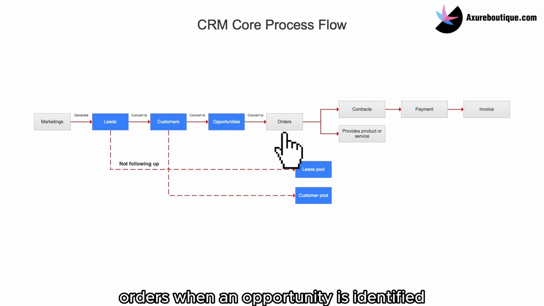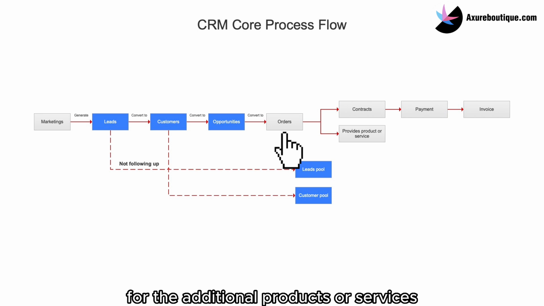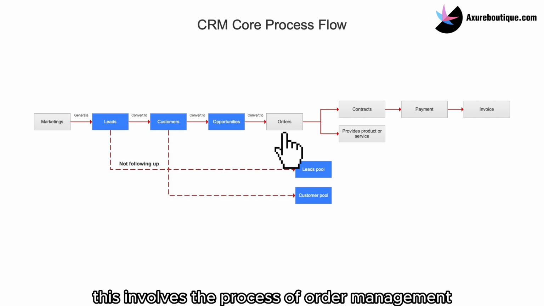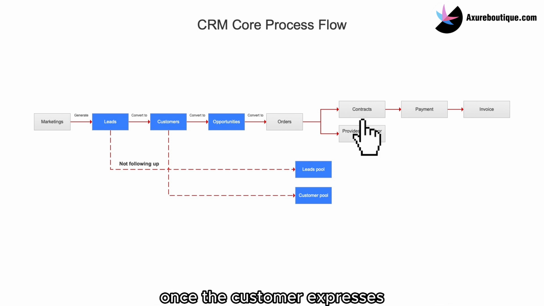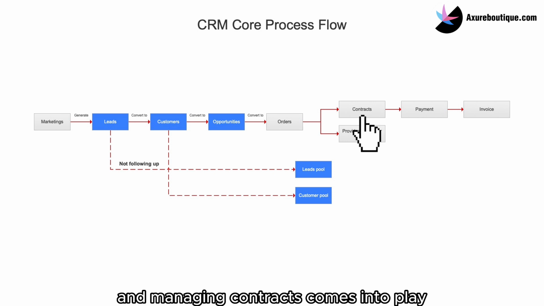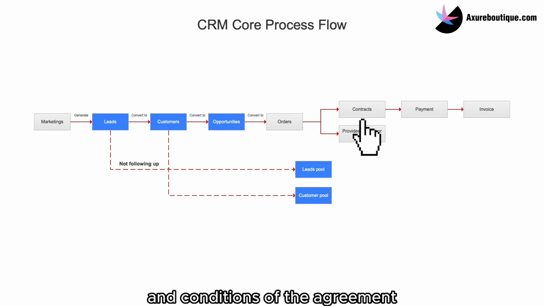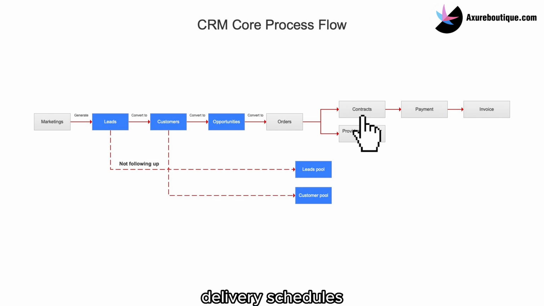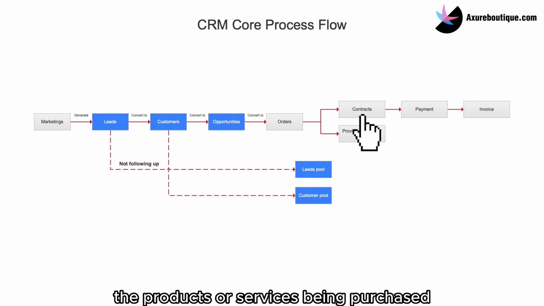Orders: when an opportunity is identified, the customer may place an order for the additional products or services. This involves the process of order management, including order placement, fulfillment, and delivery. Contracts: once the customer expresses the intent to make a purchase, the process of creating and managing contracts comes into play. This involves drafting and finalizing the terms and conditions of the agreement, including pricing, delivery schedules, and any specific terms related to the products or services being purchased.